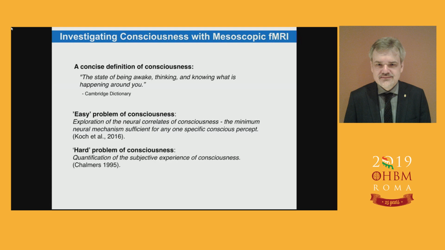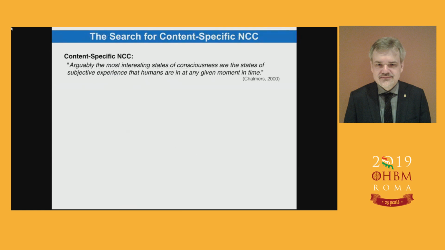And the hard problem, which goes back to several people, but mainly to David Chalmers, already in 1995, is this kind of subjective experience that I experience, that I'm aware of, or how it feels to be a bat and things like that, right? It's this first-person view, which is very, very difficult to approach scientifically. So you quantify somehow the subjective experience of consciousness. I will talk more now about the easy problem, but in a quite challenging way, namely in the way of content-specific neural correlates of consciousness.